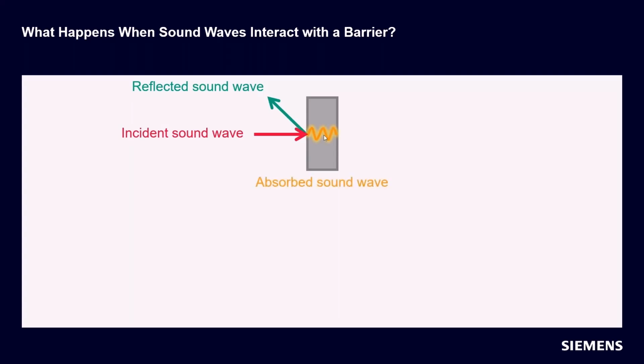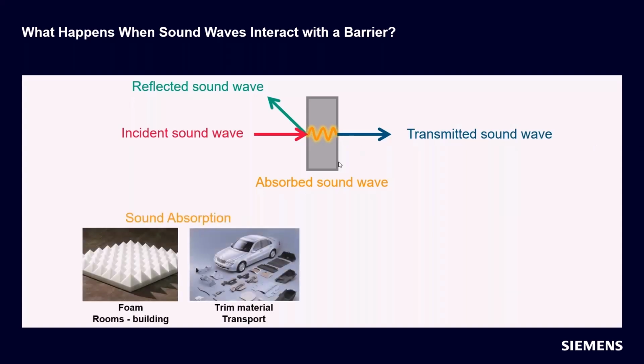It can be absorbed by the barrier. So it basically passes through this edge of the barrier and then is absorbed, and that vibrational energy is converted to heat or some other energy source. Or it can be transmitted through the barrier into the next adjacent space.